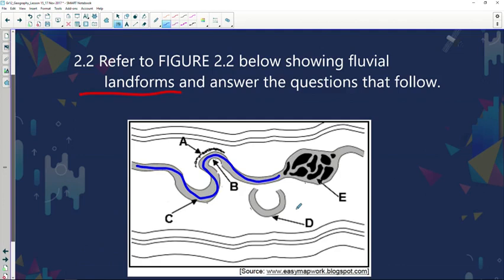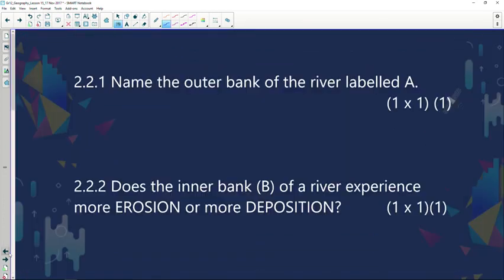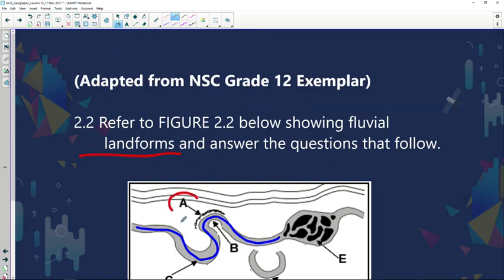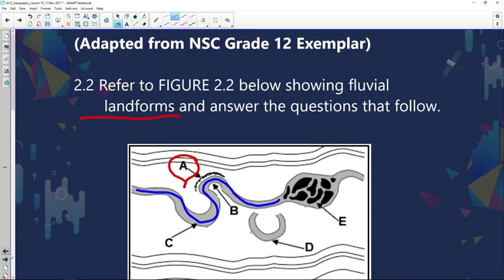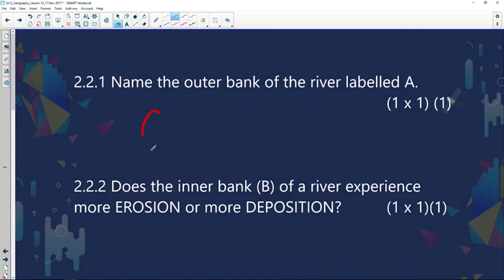But let's quickly look at the questions being asked in this question paper. Name the outer bank of the river labeled A. Let's quickly look at the outer bank. It's this area over there. What happens over there? We know it's prone to erosion. So the correct answer for A will be the cutback slope.